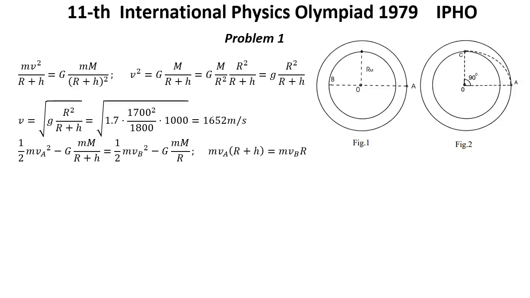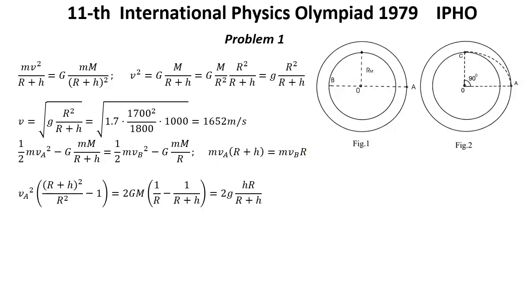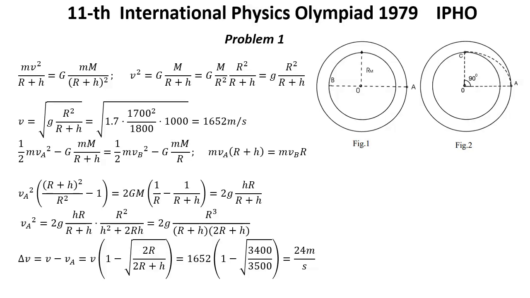Now we can use the second equation to express v_B through v_A and put it into the first equation, and we will get this one. So we can use it to find what is v_A square. It will be this one. Taking expression for v into account, we can find velocity change at point A like this. Now we can find the velocity difference subtracting from v, v_A, and we will get 24 meters per second.